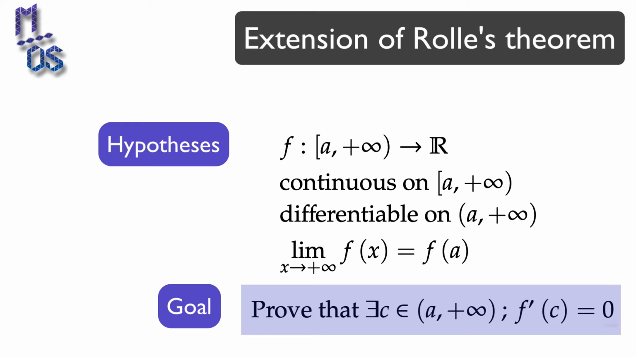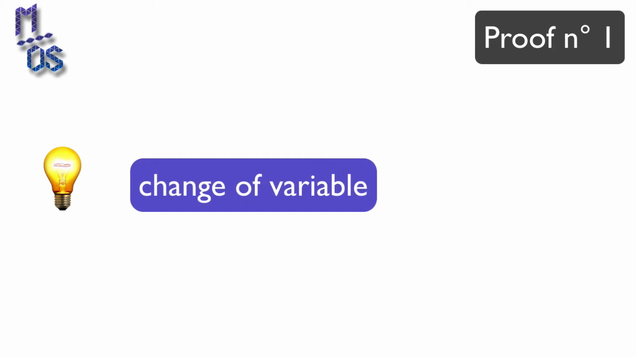I'd like to show you two distinct proofs. Each one will essentially rely on the classical version of Rolle's theorem, but in a slightly different way. Okay, let's start with the first proof. The idea behind it is merely a change of variable.